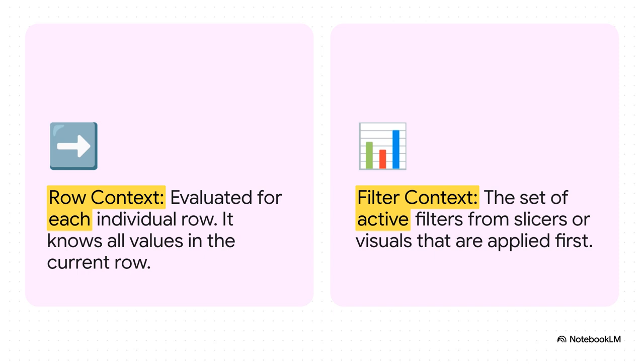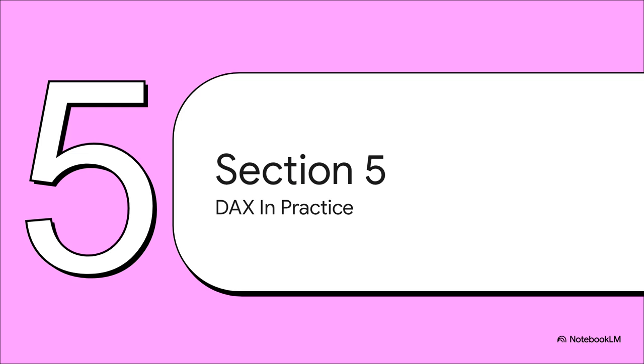Now zoom out. Filter context is the big picture. It's the collection of all the filters that are active in your report, like someone chose 2023 from a slicer or clicked Canada on a map. Filter context narrows down your entire table first, and then the calculation happens on whatever data is left. Okay, so we've got the building blocks down, syntax and context. So what can you actually build with this stuff? This is the good part, where theory turns into a seriously practical tool.